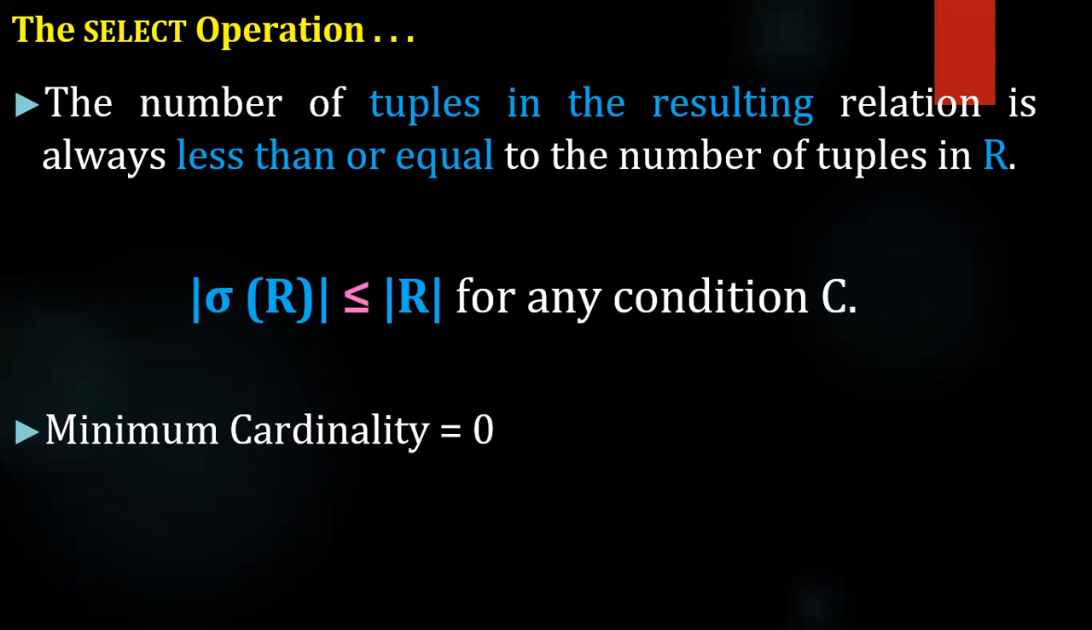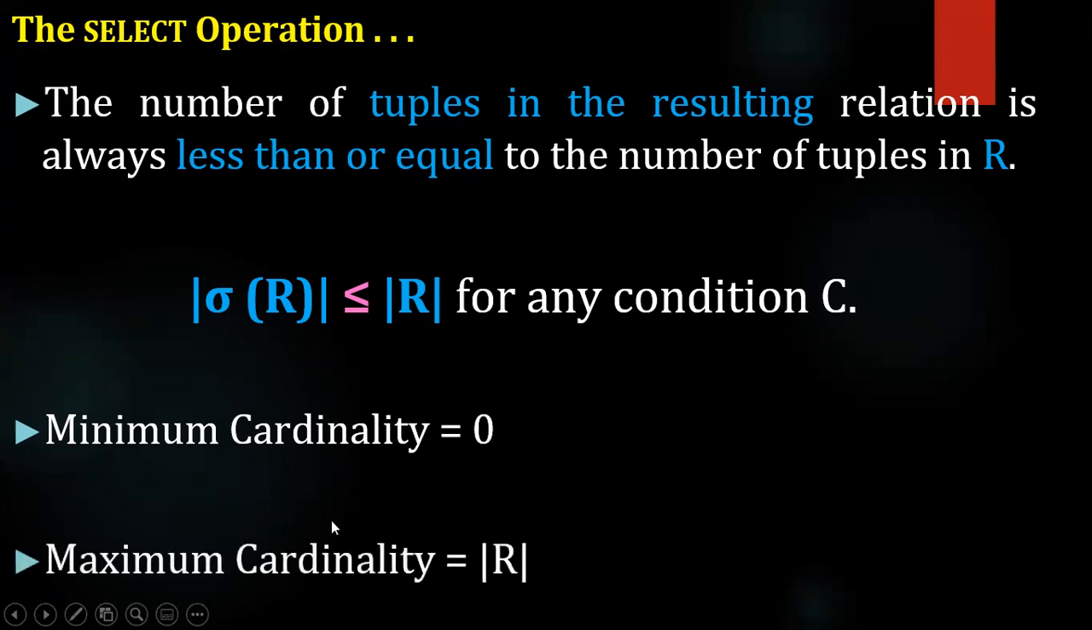For example, I want to find the employees belonging to department number 100 from the employee table. If I go and search in the employee table, there is no employee who works for department number 100. Then it will not display any row. So the minimum cardinality will be 0.